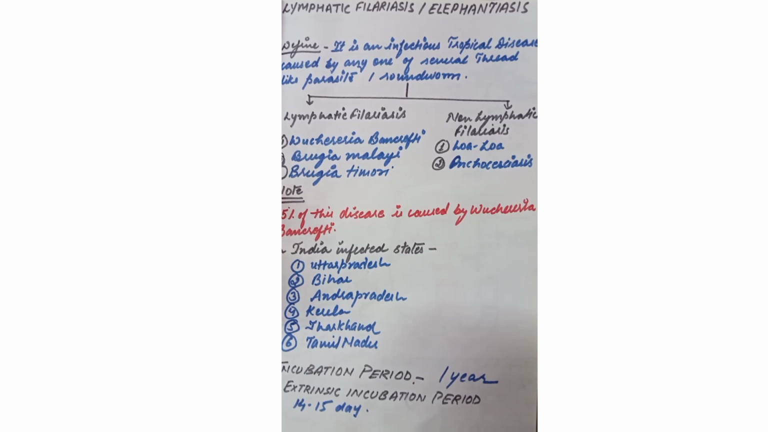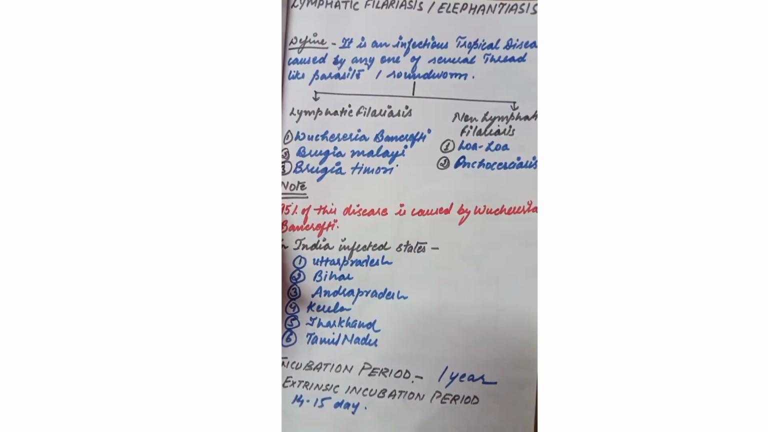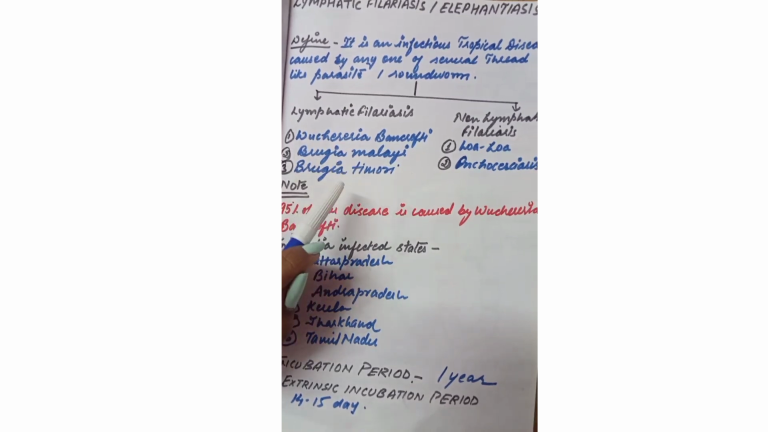One thing one should note down is that in the NEET examination, it is often asked what the vector of filariasis is. So one should know that Wuchereria bancrofti is responsible for 95% of the cases of filariasis, as I have written here also. Its vector is the Culex mosquito, so the answer to this question would be Culex mosquito. Brugia malayi and Brugia timori are transmitted by the Anopheles mosquito.